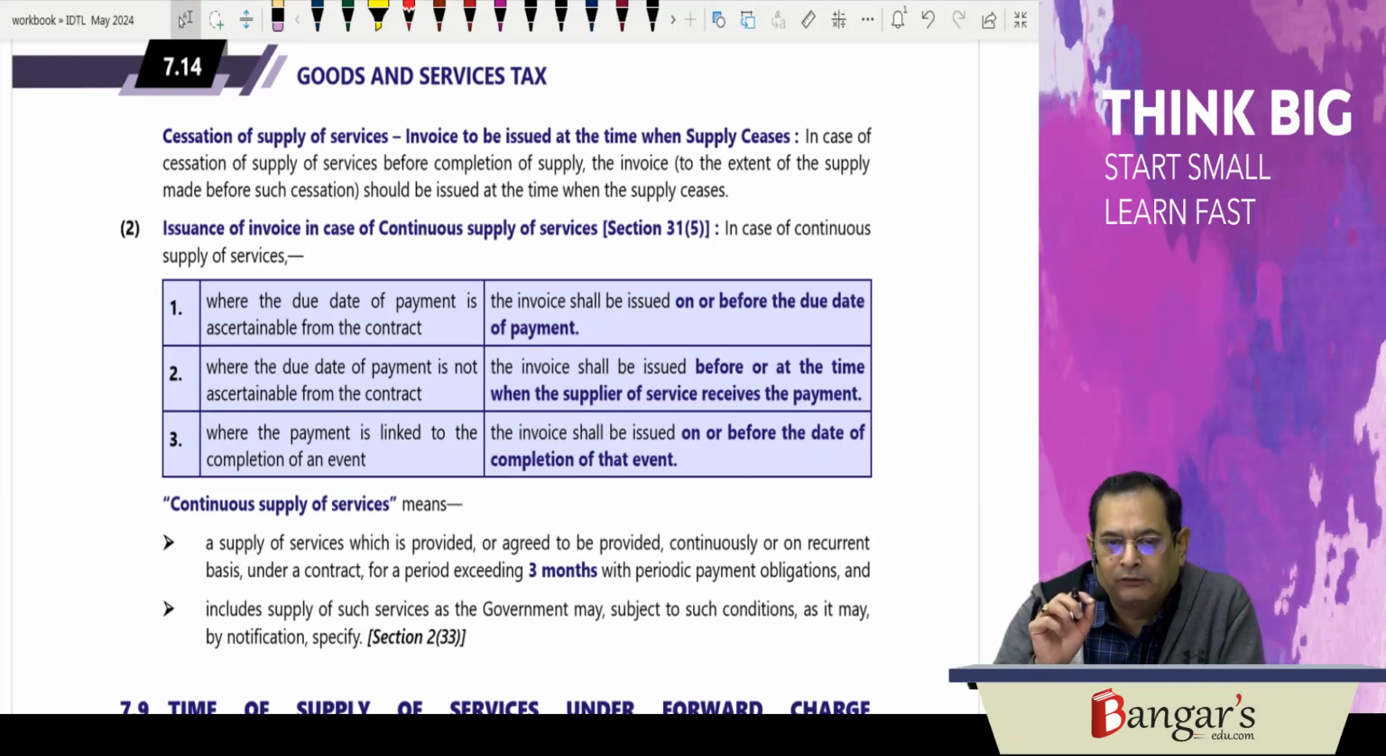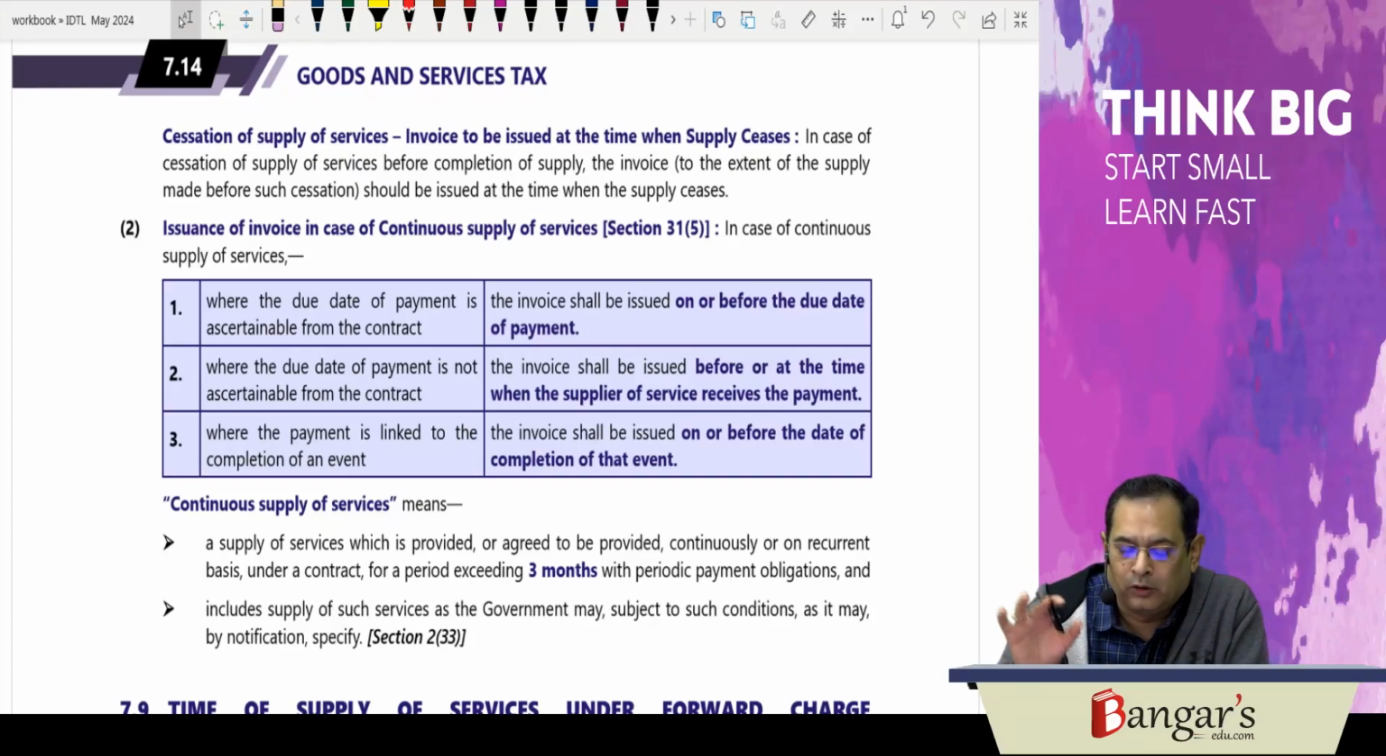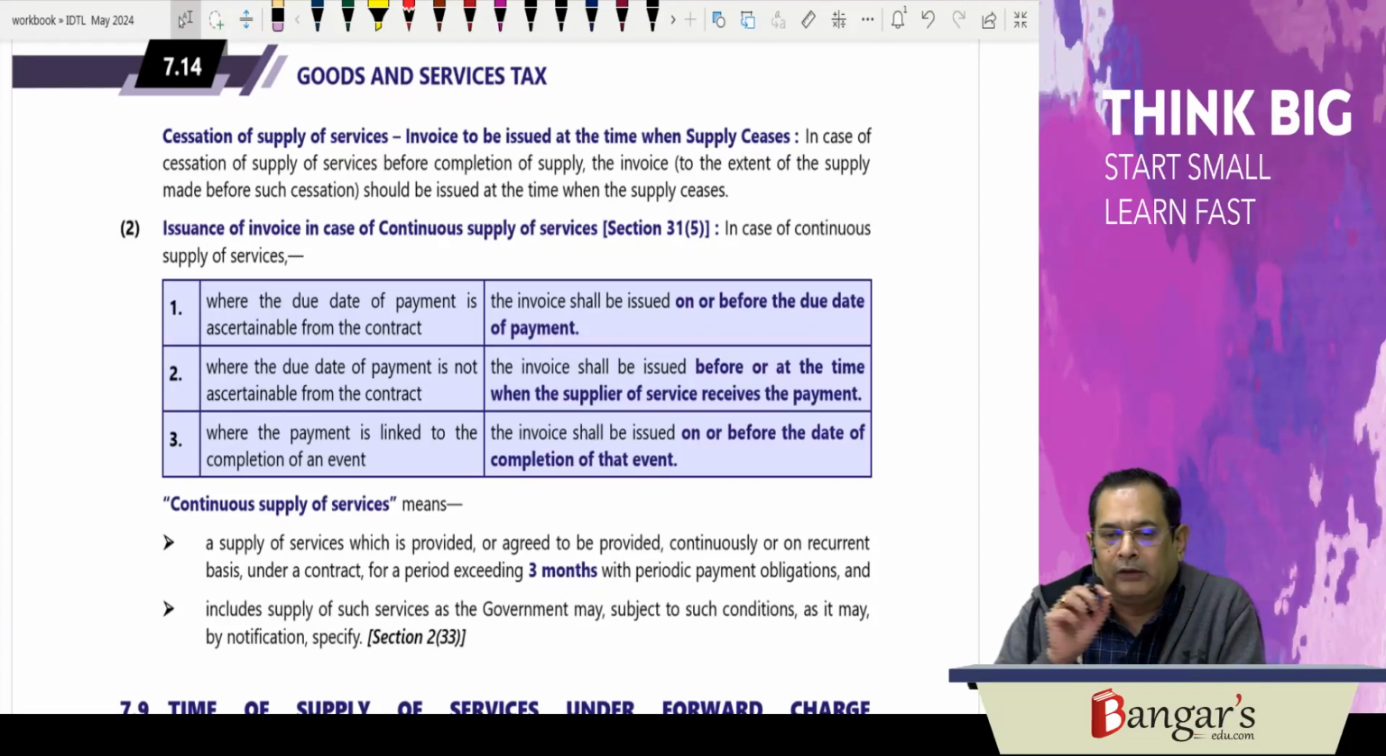Continuous supply of service means a supply of service which is provided or agreed to be provided continuously or on a recurrent basis under a contract for a period exceeding 3 months with periodic payment obligations, and includes supply of such service as the government may, subject to such conditions, specify by notification.